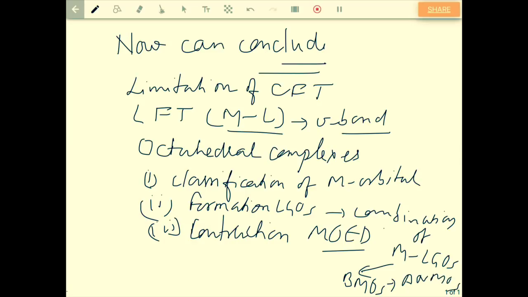So in the next class, we will discuss pi bonding in octahedral complexes, how pi bonding will take place in octahedral complexes with pi donor ligands and with pi acceptor ligands. So till then, bye.